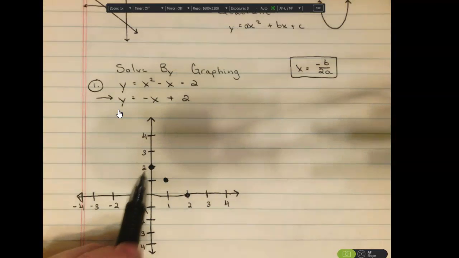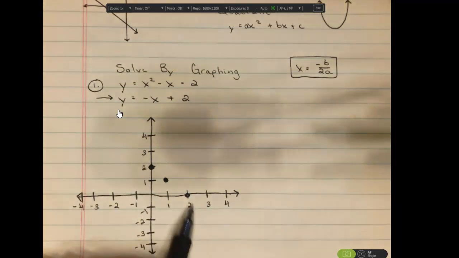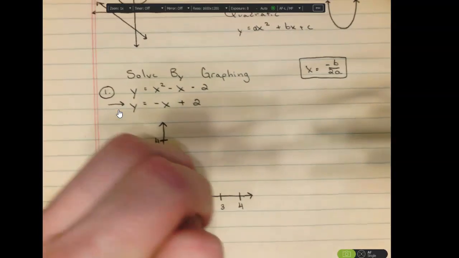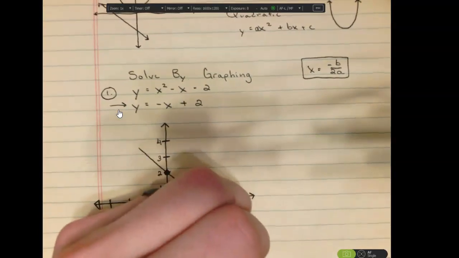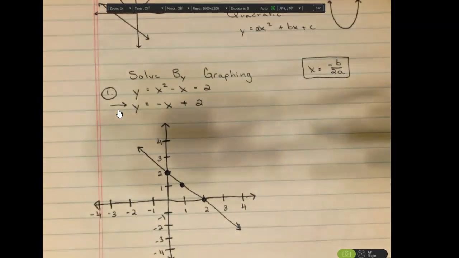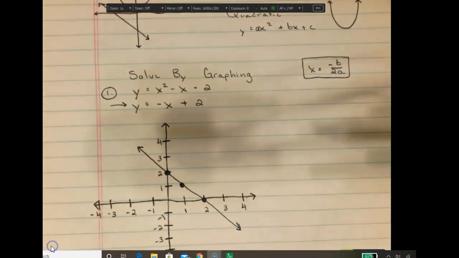So this one falls on the point 0, 2. It falls on 1, 1, and also on 2, 0. And I can go ahead and create that linear graph. So there you go. There's your linear graph. All right, so we've gone through and we've graphed our linear equation.